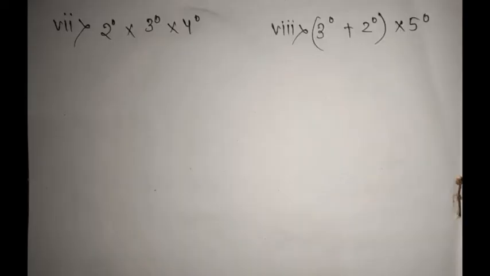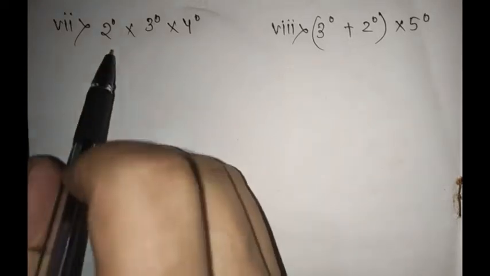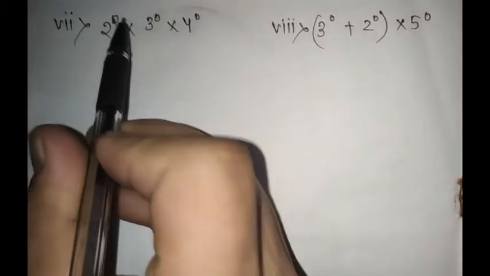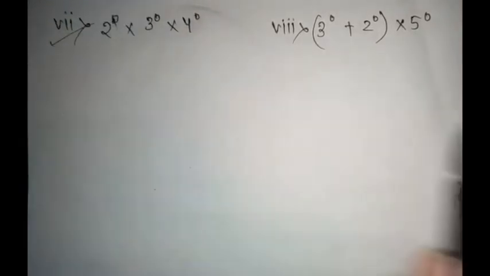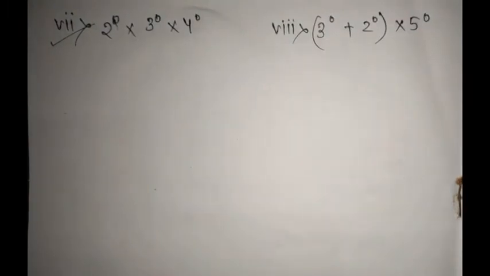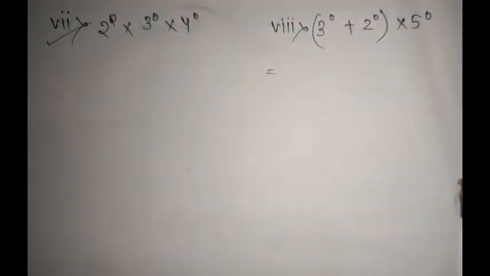Alright students, so part 7, here we have 2 to the power 0 into 3 to the power 0 into 4 to the power 0. This one you are going to try yourself. I have already told you that if you have a base with the exponent 0 on that base, then your value will be 1. So you will do it yourself.